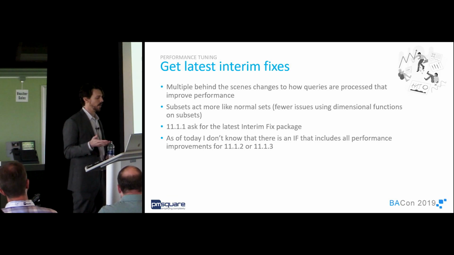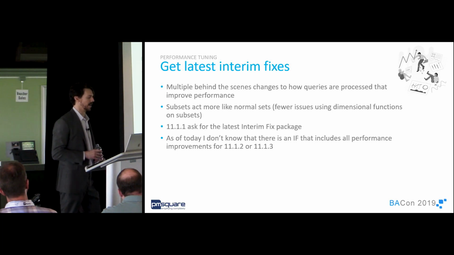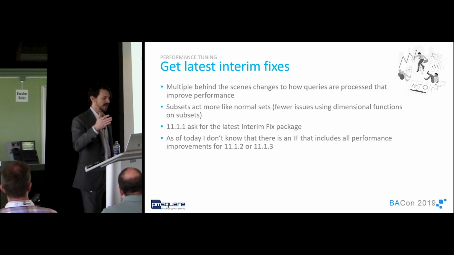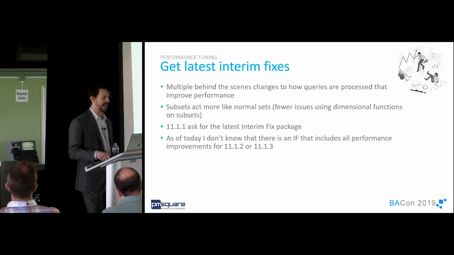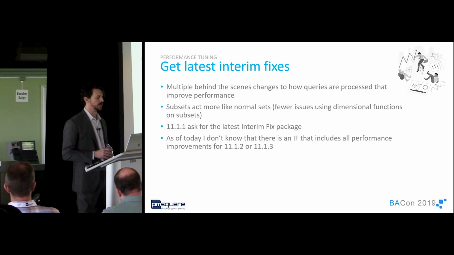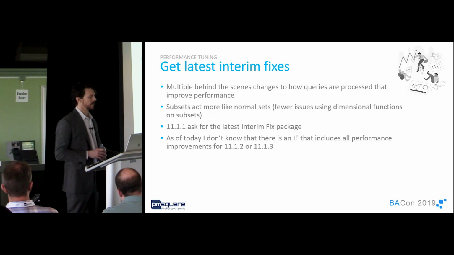So if you're on 11.1.1, basically just open a support ticket and ask IBM for the latest interim fix package. I think it's like 14 or something, but there could be a more recent one. I'm not positive, but I think if you're at least at 14, it would include these fixes. As of today, I don't think there's an interim fix that includes all performance improvements for 11.1.2 or 11.1.3. I think that's coming out for 11.1.3 at least within the next week or so, from what I understand. But this could make a pretty big difference for you.